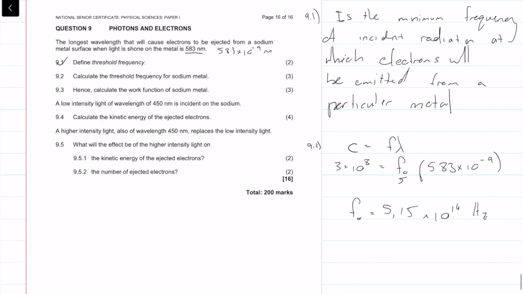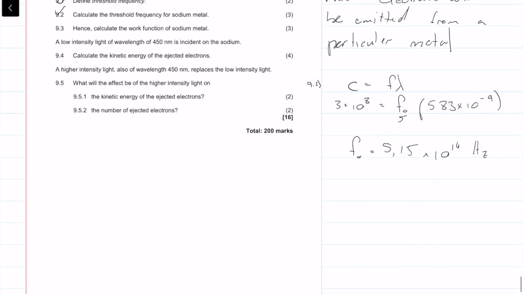Okay, and then it says hence calculate the work function of sodium. Okay, so the work function is equal to h times our threshold frequency. So h is our Planck's constant, which is equal to 6.6 times 10 to the minus 34, times the frequency we just calculated, which is 5.15 times 10 to the 14. And if we crunch those numbers, we get a value of 3.40 times 10 to the minus 19 with units of joules.